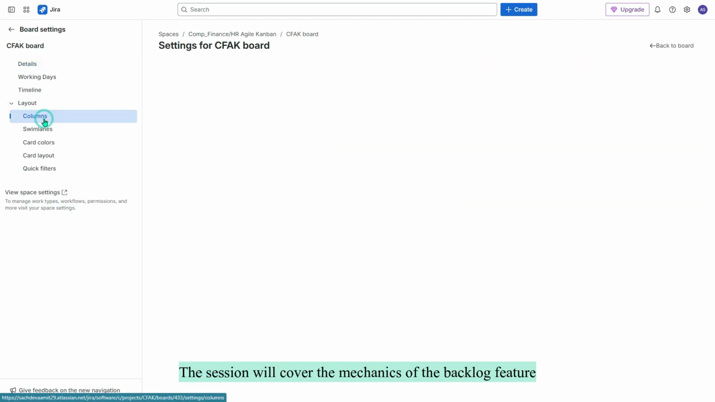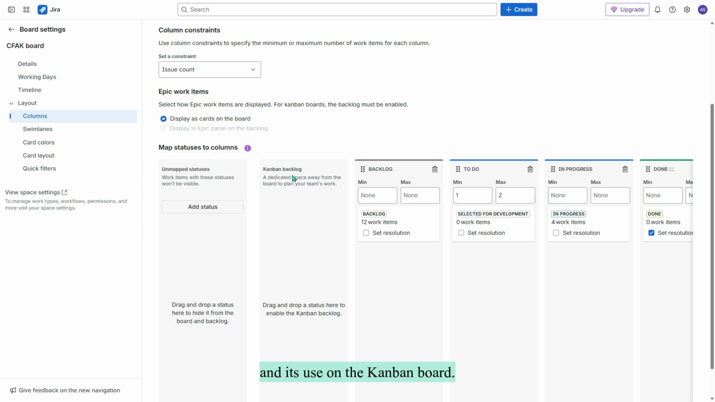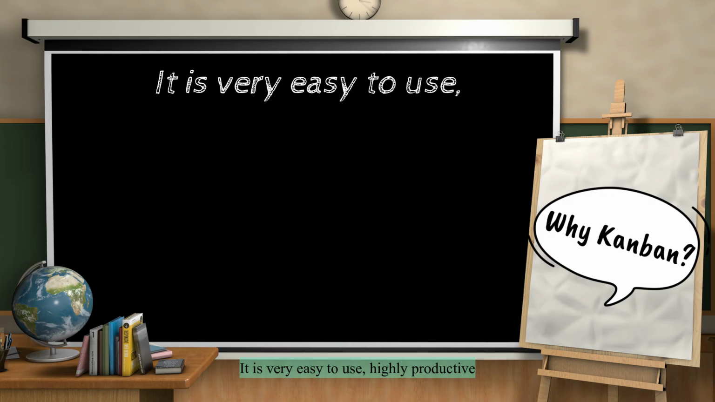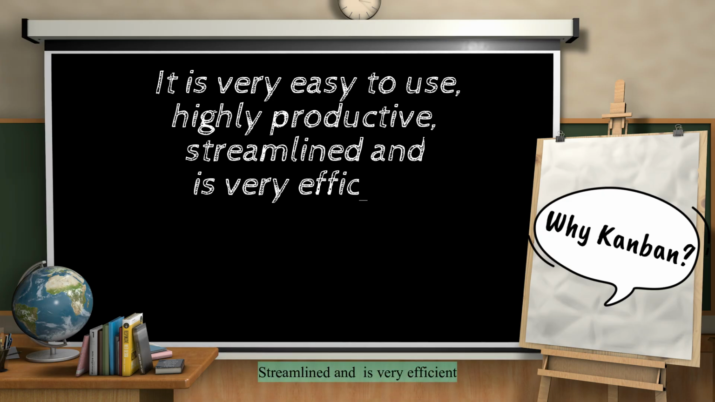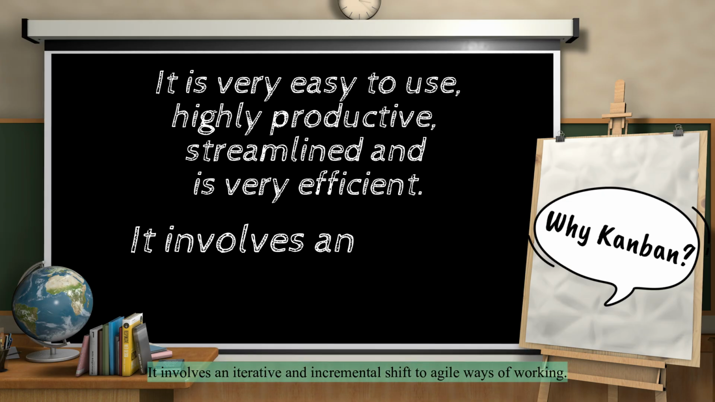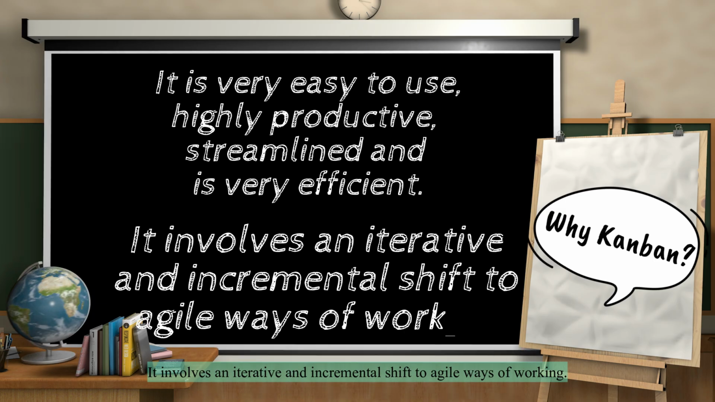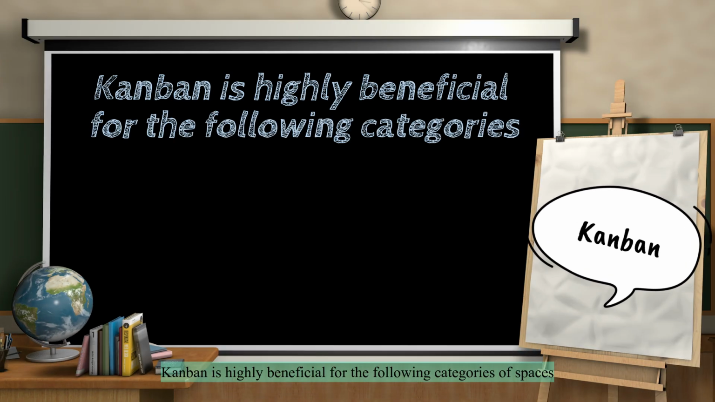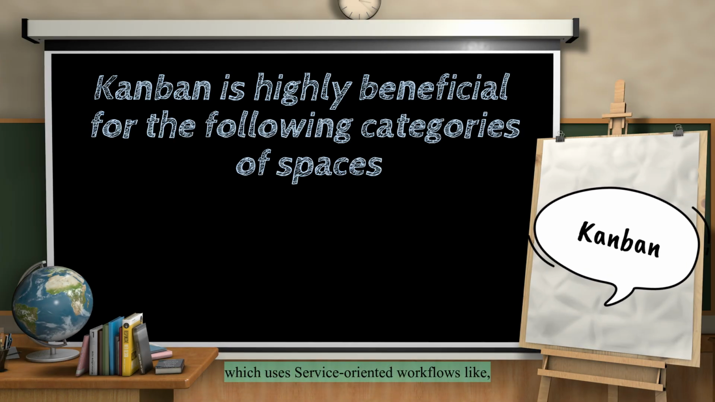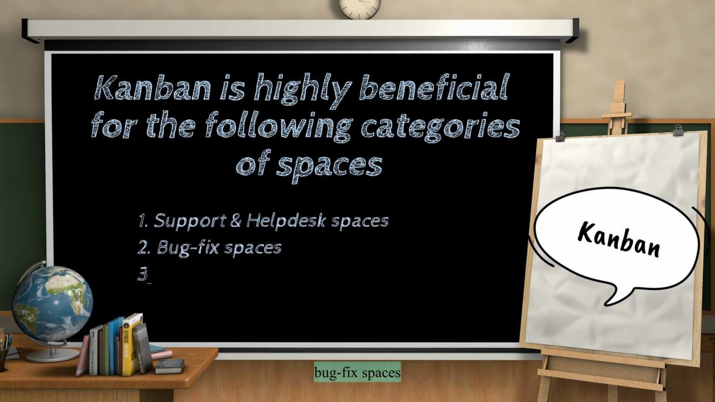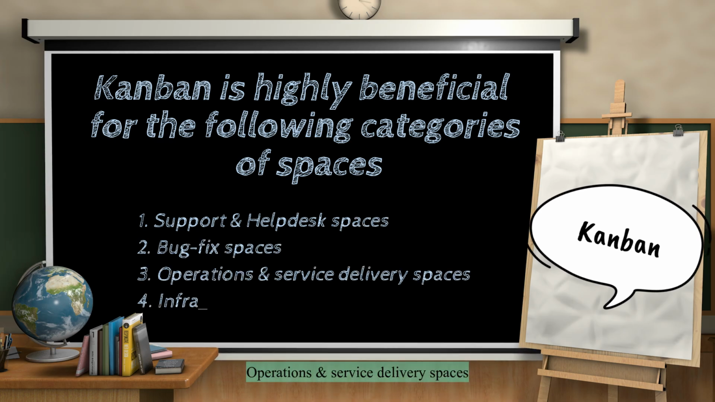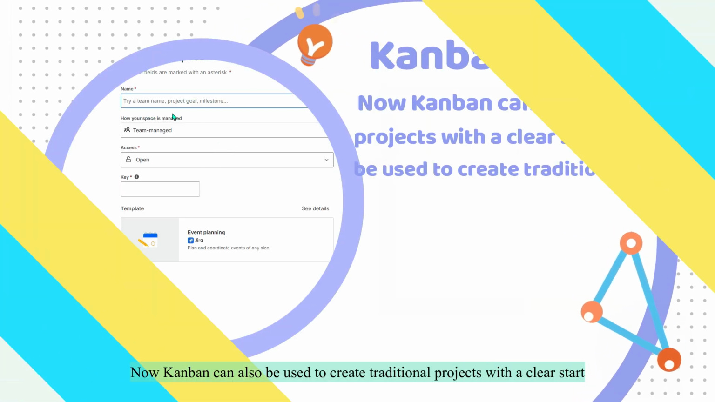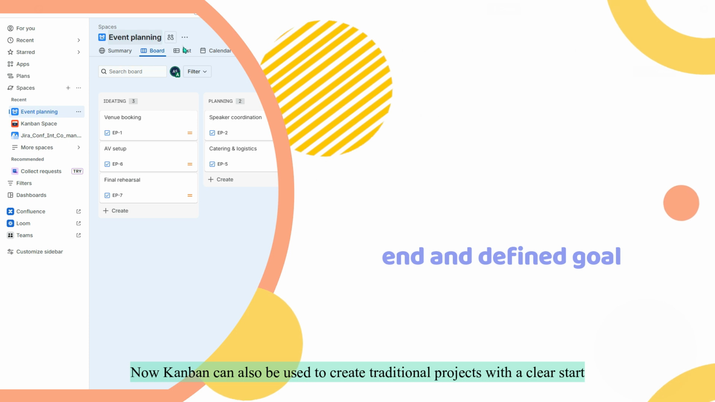The session will cover the mechanics of the backlog feature and its use on the Kanban board. Why Kanban? It is very easy to use, highly productive, streamlined, and very efficient. It involves an iterative and incremental shift to agile ways of working. Kanban is highly beneficial for the following categories of spaces which use service-oriented workflows, like support help desk spaces, bug fix spaces, operations service delivery spaces, infrastructure spaces, and more. Now, Kanban can also be used to create traditional projects with a clear start, end, and defined goal.